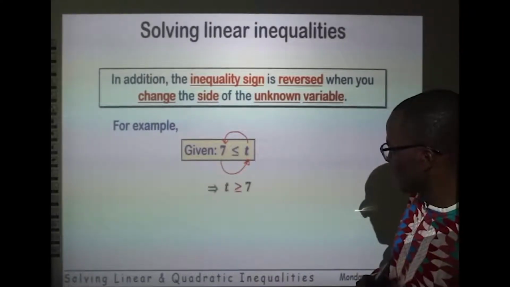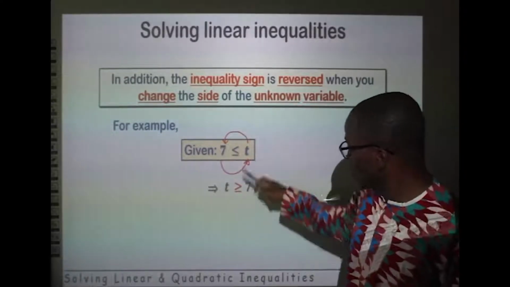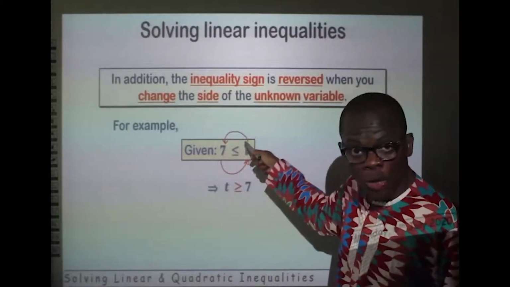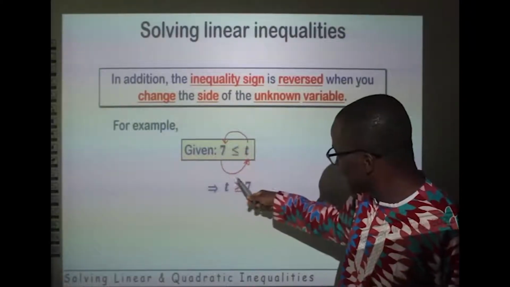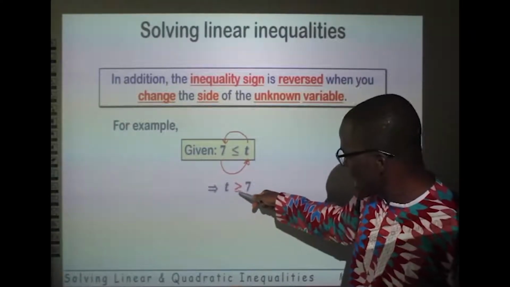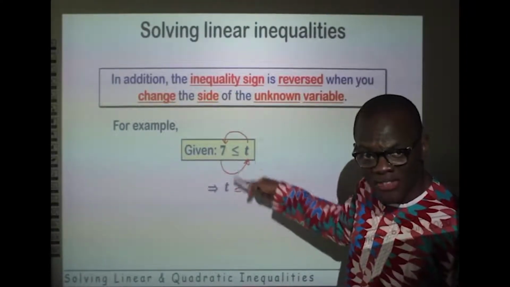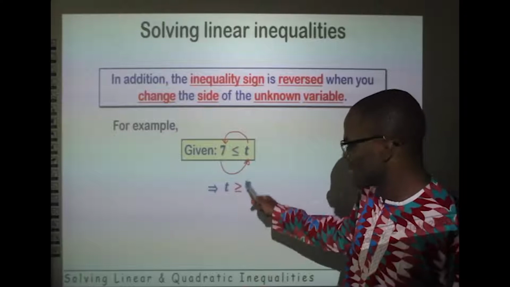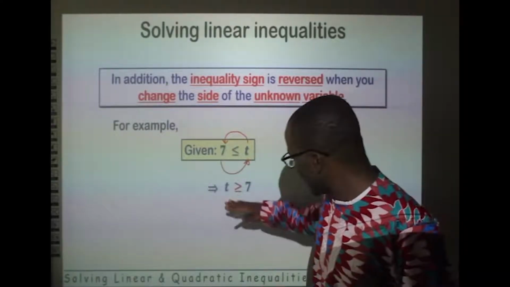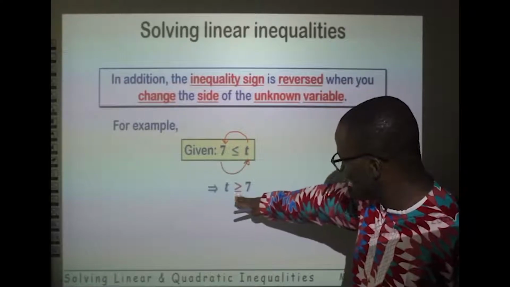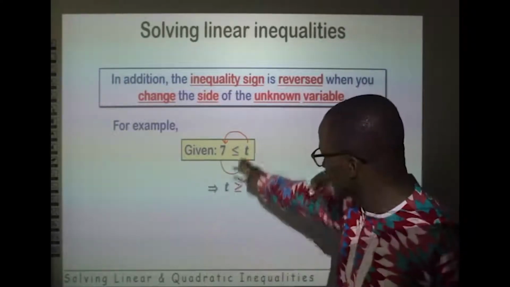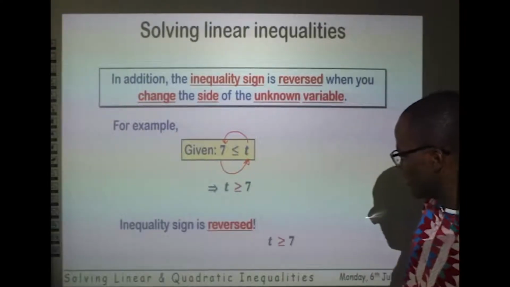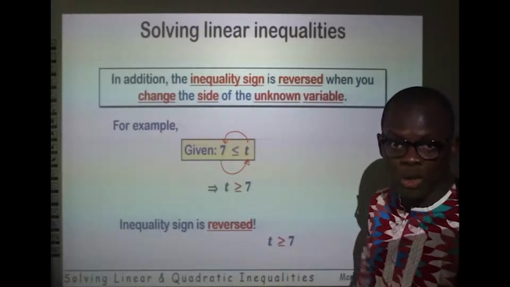Watch. So you have t will be greater than or equal to. Originally, the sign is less than or equal to, but once the t, the unknown, goes over to the left-hand side, the inequality sign now changes. And that's why I've used a different color here to emphasize the change. So the inequality sign now changes to greater than or equal to 7. And of course, the representation is better this way with the unknown on the left hand side rather than on the right hand side. So the inequality sign is reversed. You have t is greater than or equal to 7.